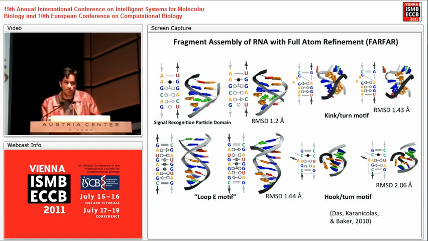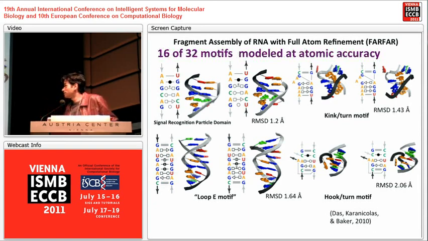I'm just showing you 4 examples. I told you there were 32 motifs. In fact, 16 of the motifs were modeled at this level of accuracy, and 16 weren't. And I'd like to illustrate what went wrong with a kind of a quiz.